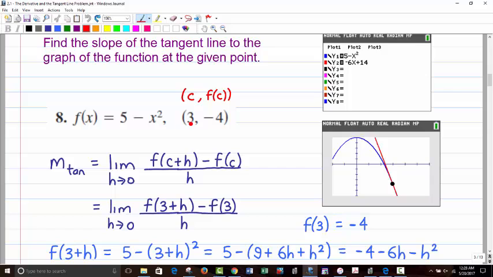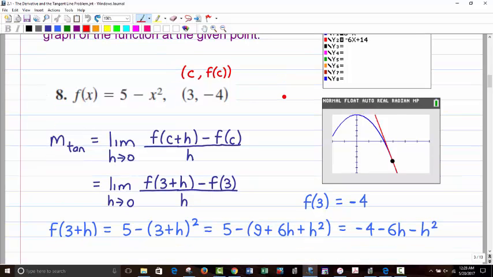Now keep in mind, they really only have to give you the x value, because any function, remember, f of x is basically y. So I could have plugged that 3 in there and got 5 minus 9 and got that negative 4. So only the x that we're interested in has to be given to you. So we're going to evaluate this expression right here.